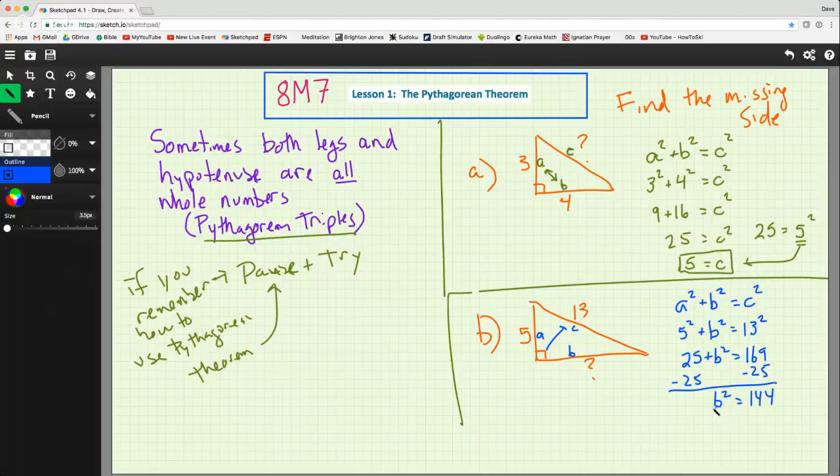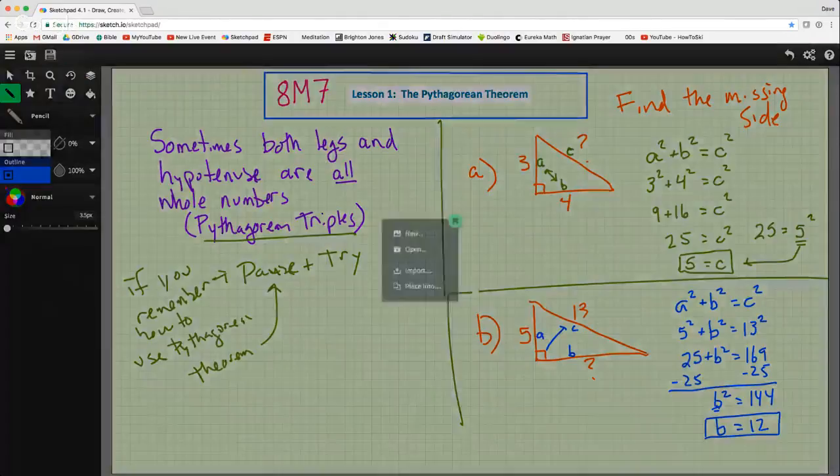Well, what number squared is 144? And for those of you that said it's 12, you are right. 12 squared equals 144. So B has to equal 12. So these are problems we've done before, but I just want to refresh your memory. And we did lots of these earlier in the year.